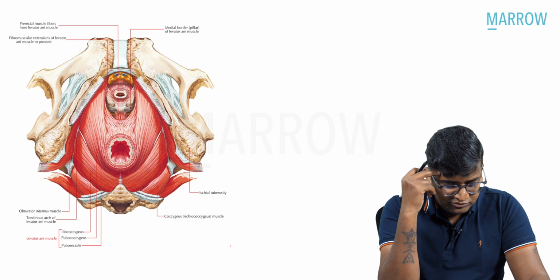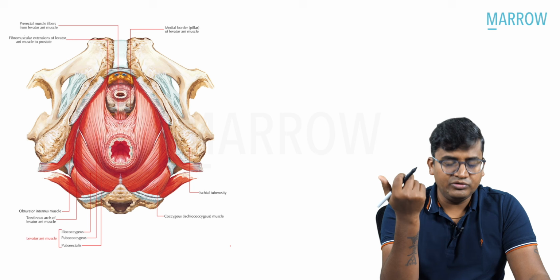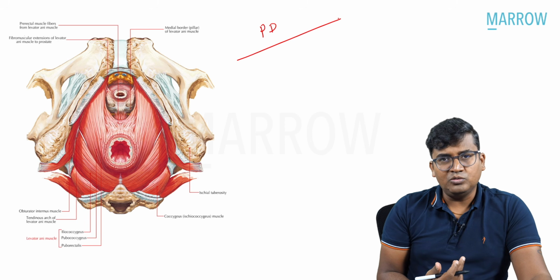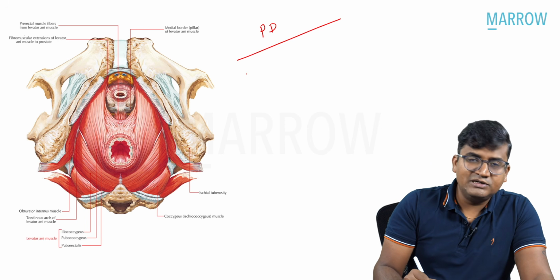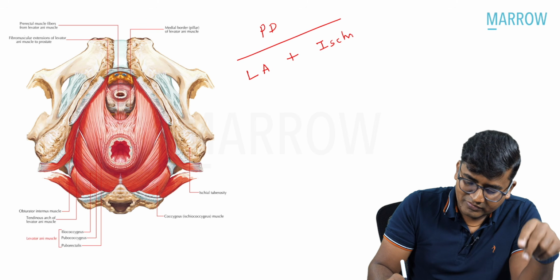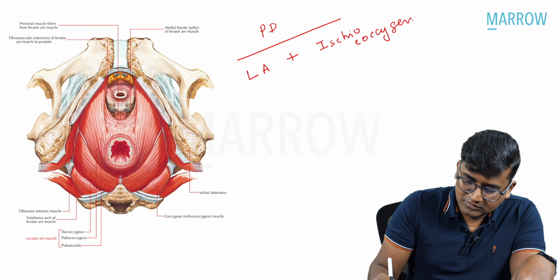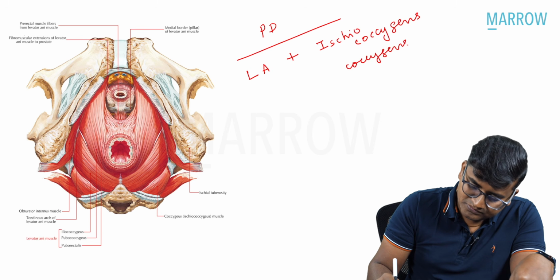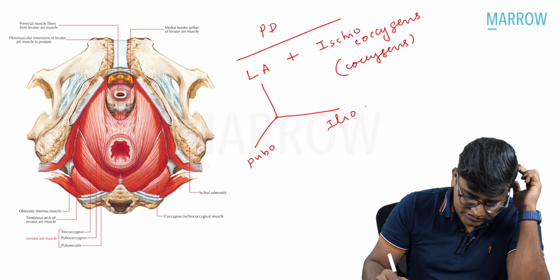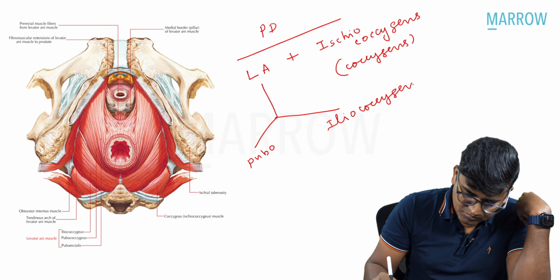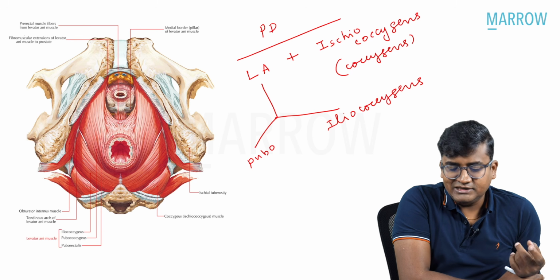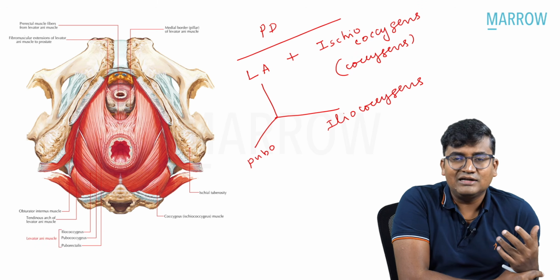Now see the diagram. We are seeing the inferior view of the pelvic diaphragm. The pelvic diaphragm is nothing but a muscular partition over the pelvic outlet. It is made up of two components: the levator ani muscle plus the ischiococcygeus muscle, sometimes called only coccygeus. Levator ani is again divided into pubococcygeus muscle and iliococcygeus muscle. So iliococcygeus and pubococcygeus are the part of levator ani. Most of the time we get the question that ischiococcygeus is not a part of levator ani.